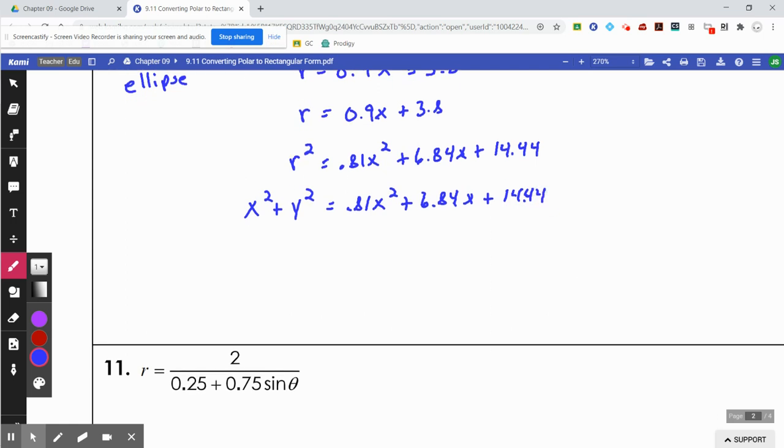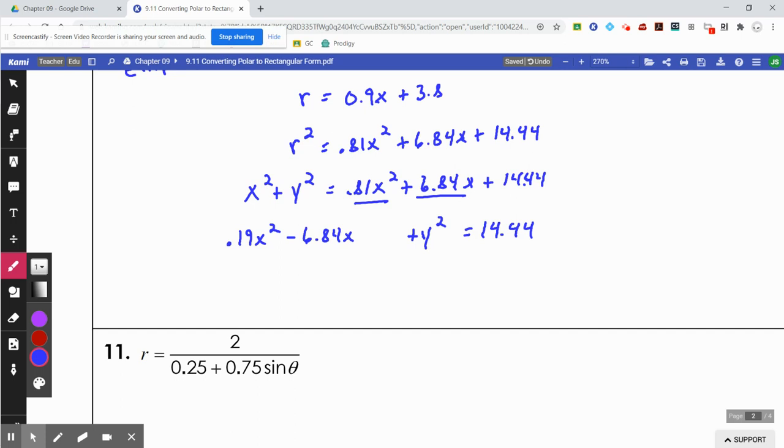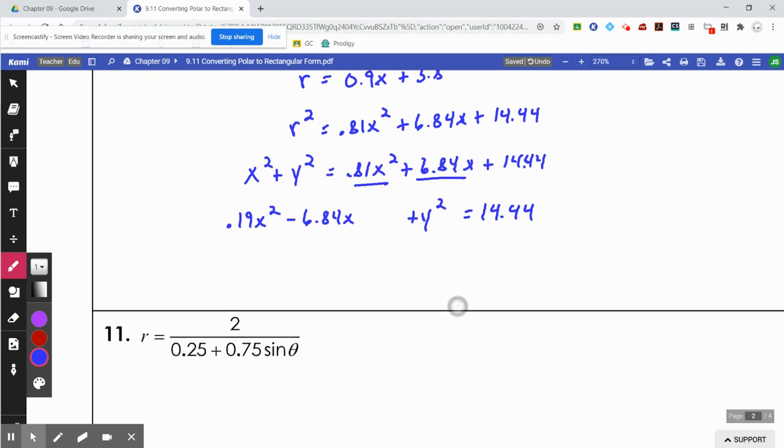Let's go ahead and combine all of our x squared stuff. Move this over, you're left with 0.19x squared. Move the 6.84x over by subtracting, so you have minus 6.84x. I'm going to leave a space right there just to remind me that I've got to complete that square, and that will equal 14.44. And again, this is where that shortcut comes in handy. We don't like all these decimals, so why not multiply everything by 100?